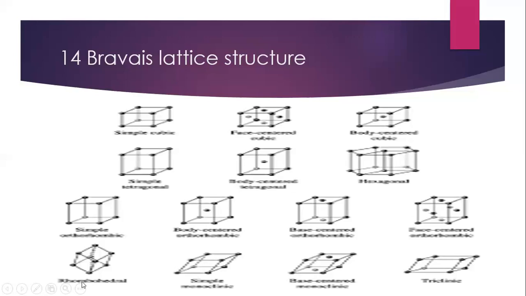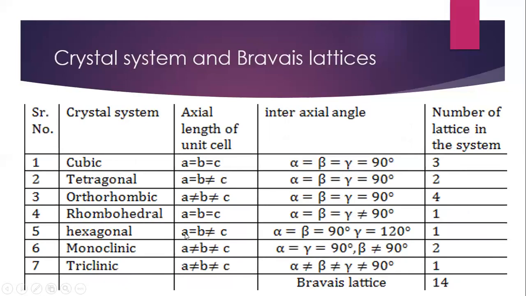Okay, next one is the hexagonal. In case of the hexagonal, A is equal to B but not equal to C. Angle alpha beta gamma, alpha beta is equal to 90 degree but gamma is equal to 120 degree. So we can easily identify hexagonal.